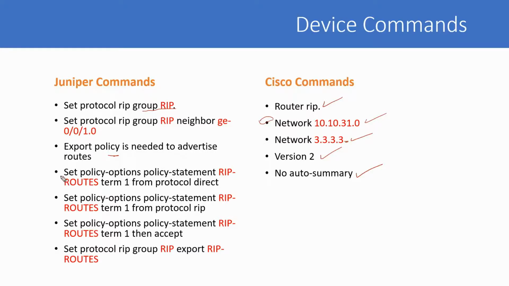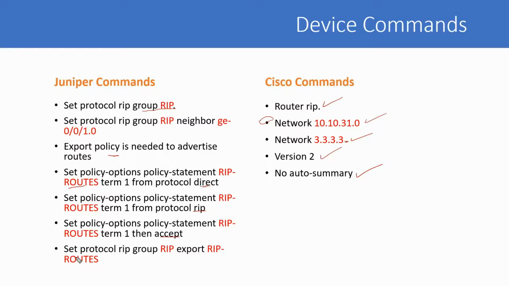So we would do set policy-options and then a policy-statement and give it a name. I've called it RIP routes. And then your first term will be from protocol, whether that's direct or whether it's static. I've chosen direct here. And then I've also done set policy-options policy-statement, again I've called it the same, RIP routes, term 1, from protocol rip. And then I've set the policy options for the then statement of accept.